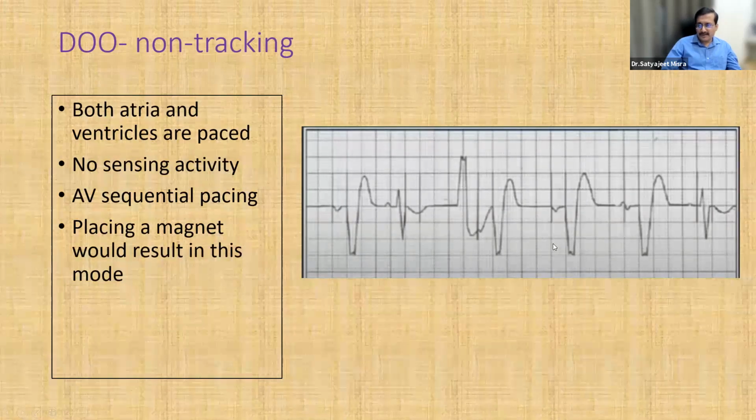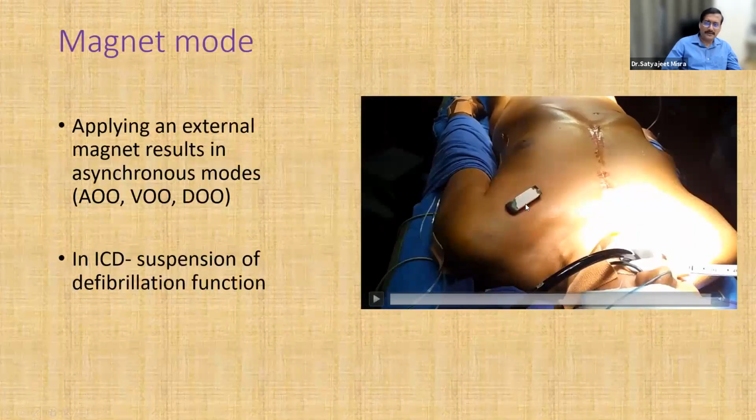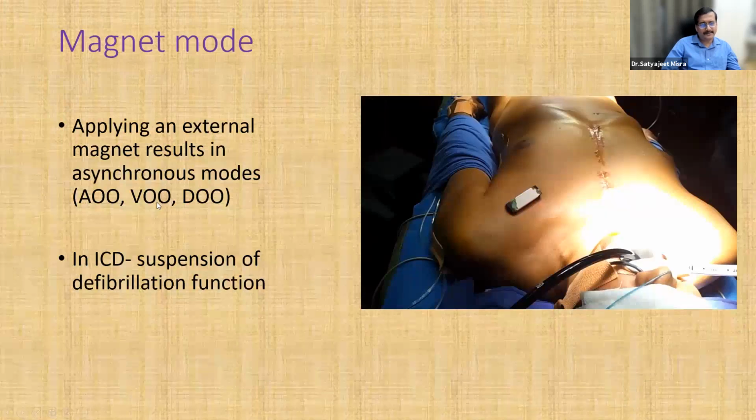So on each of the pacers, you have this emergency button. If you push that, it goes into the DO mode, provided you have both atrial as well as ventricular wires. Or if you put a magnet on the patient, then you are essentially converting each of these synchronous modes into the asynchronous modes.